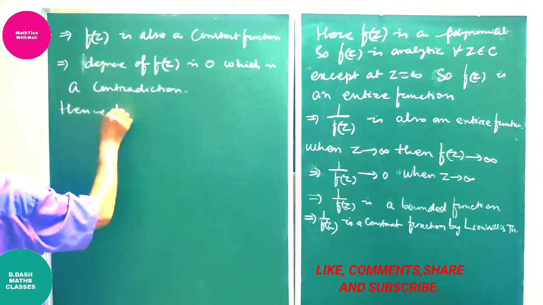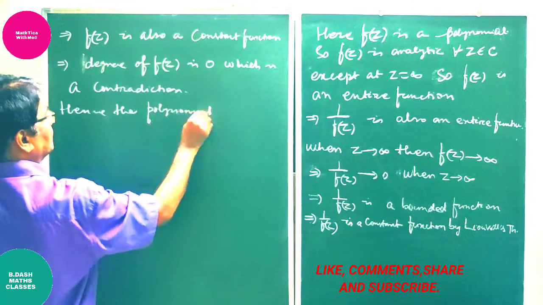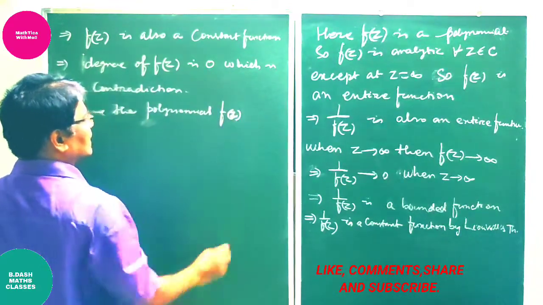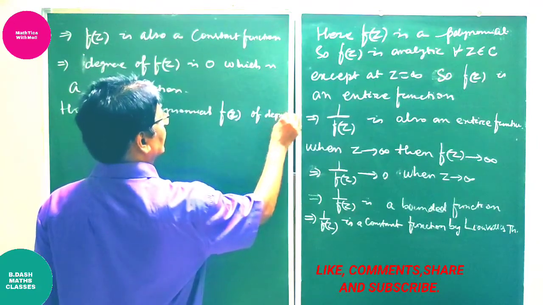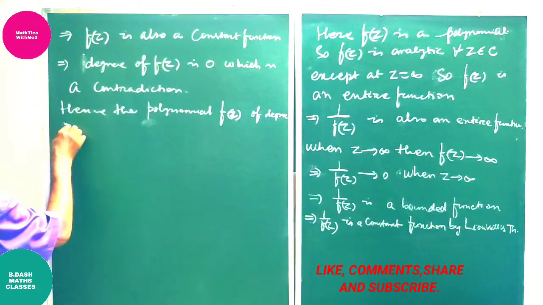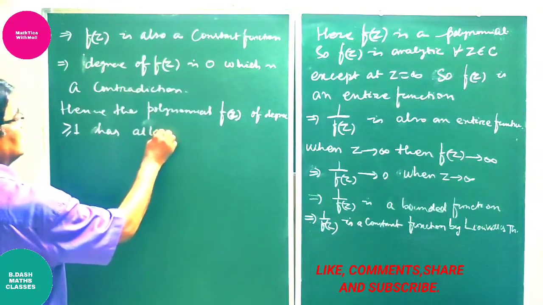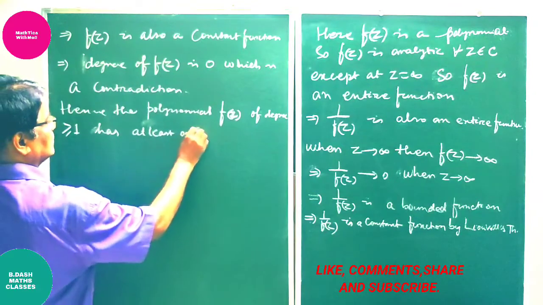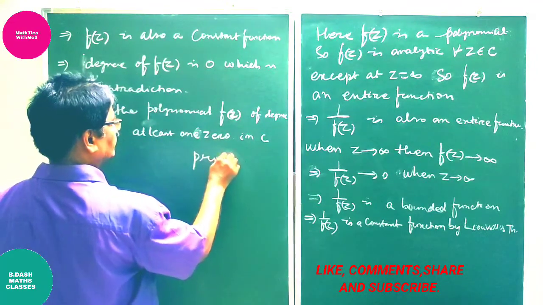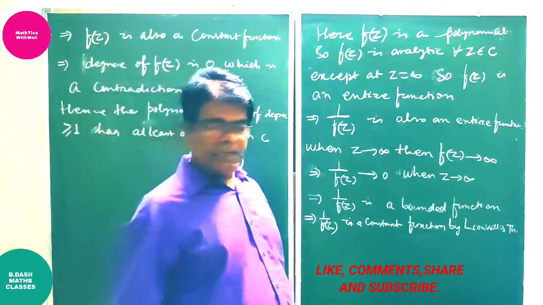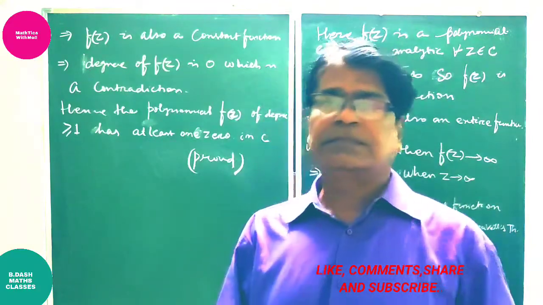Hence, the polynomial f of z of degree greater than or equal to 1 has at least one zero in C. Proved. With this, our first theorem is now proved. Let us proceed to prove the next theorem.